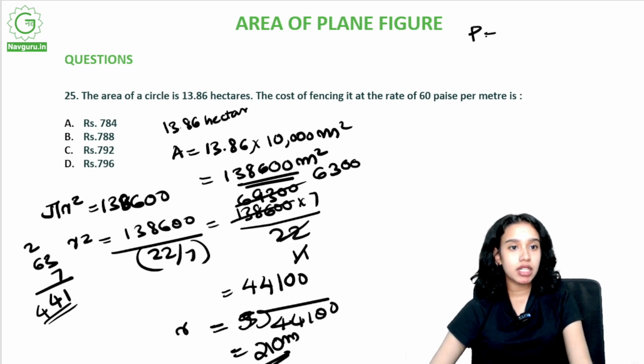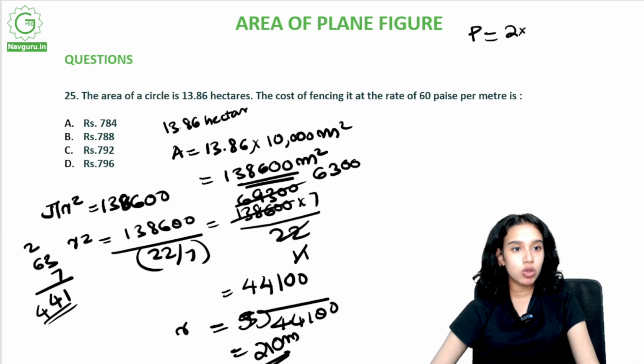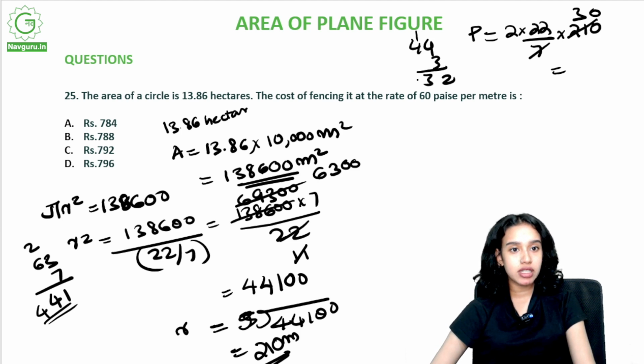Now what is the perimeter? Perimeter is equal to 2 into pi into r, right? 7 3 times. So 44 into 3, 12, 4 3s are 12 and 13. So 1320 is the perimeter, 1320 meters, right?